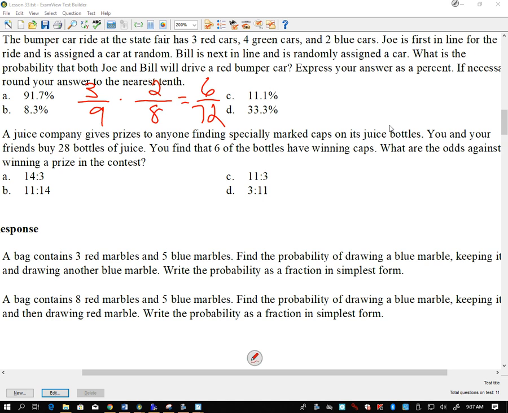What is it? Probably a fairly small percent. 6/72 is definitely less than a third, so it's not 33, certainly not 91.7. My guess is either 11.1 or 8.3, and I'm probably going to go with 8.3. Is that right? 8.3%. There's an 8.3% chance that at random they'll both get red cars.